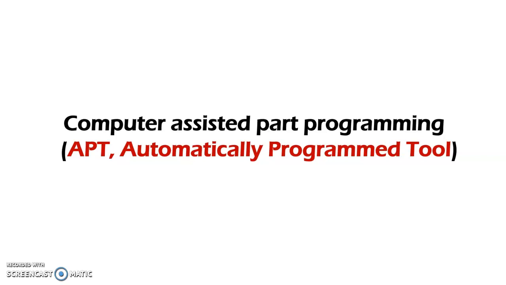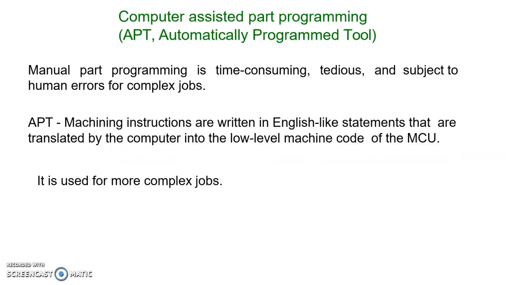Welcome to the session of Computer Assisted Part Programming, otherwise known as APT, Automatically Programmed Tool. In the earlier sessions, we discussed manual part programming, but it has some disadvantages. One is that it is time consuming. If a complex job has to be done, it is time consuming, tedious, and subject to human errors. In APT, the machining instructions are written in English-like statements.